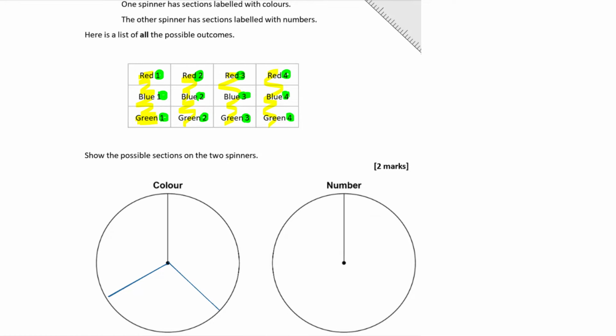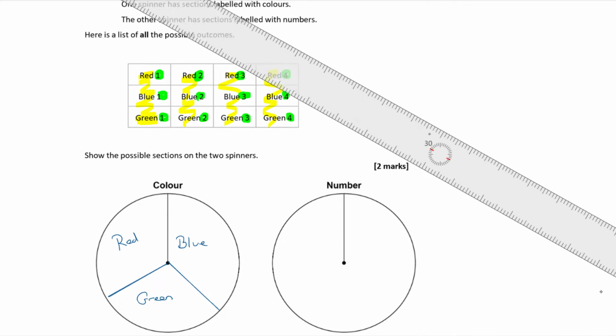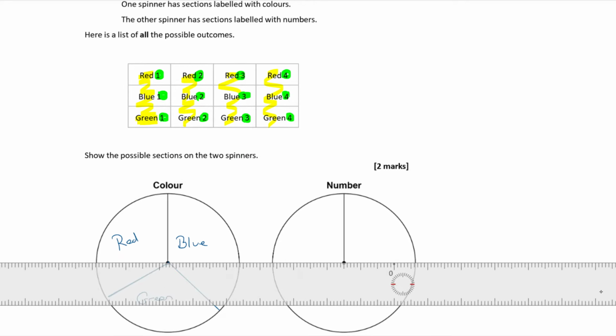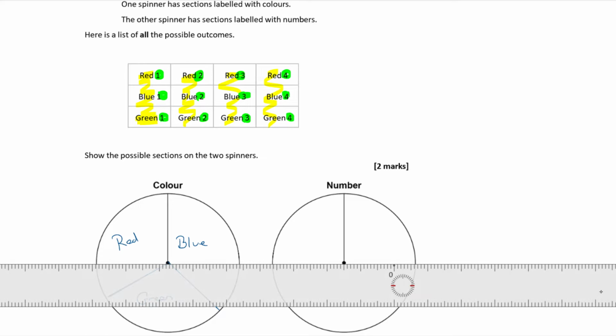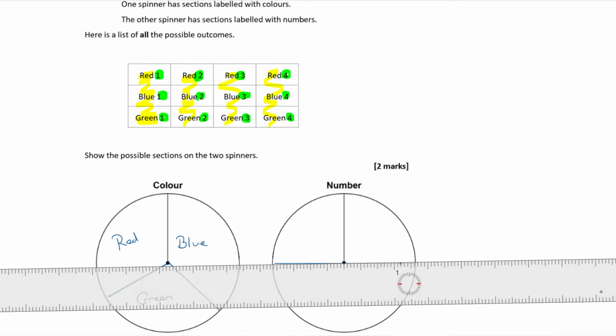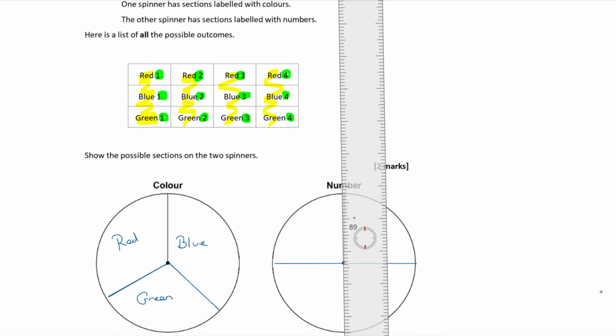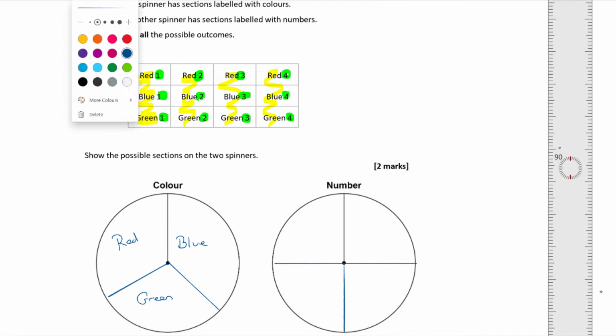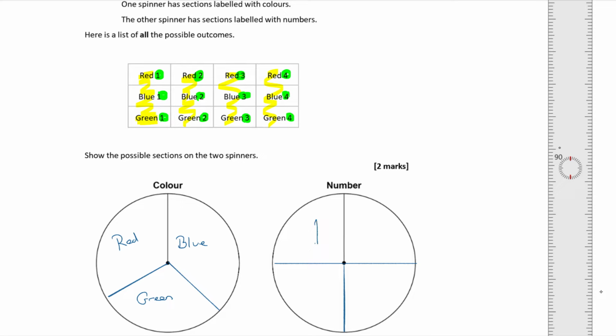Okay, so I'm going to have one section that is red, one section that is blue, and one section that is green. And then on the other one, I'm going to have to accommodate four numbers, aren't I? So I'm going to have to divide this one into quarters in order to accommodate those. So a line straight across the middle, and then extend this other one down to make 4 quarters. Okay, and then I can number those 1, 2, 3, and 4.